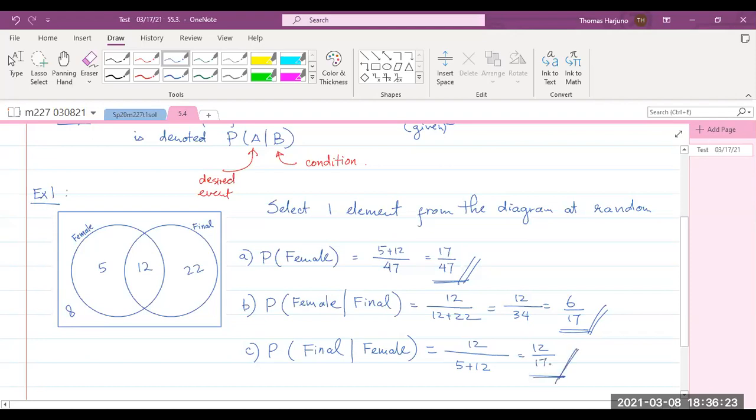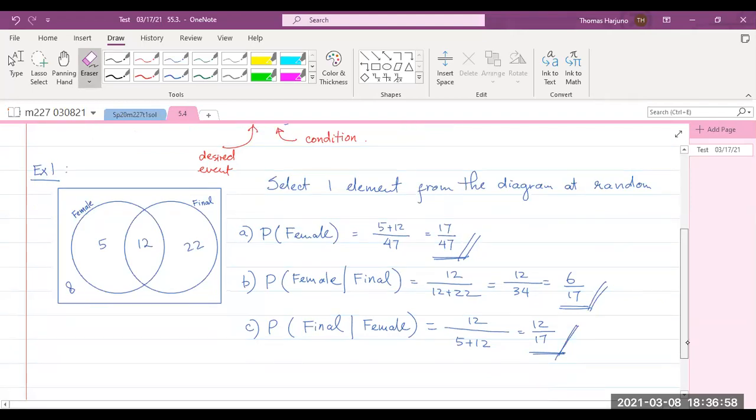Now from parts B and C, you see if you reverse the condition and the desired event, then the outcome may be different. Very likely different. In other words, in general, probability of A given B in general is not the same as probability of B given A.